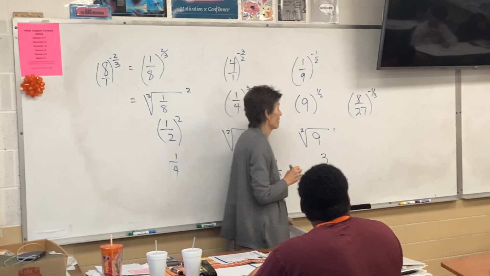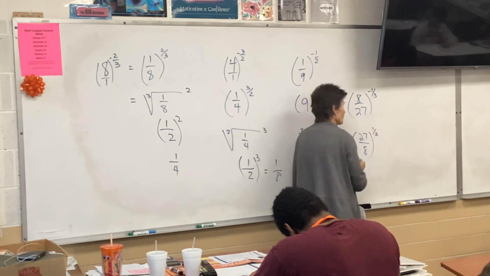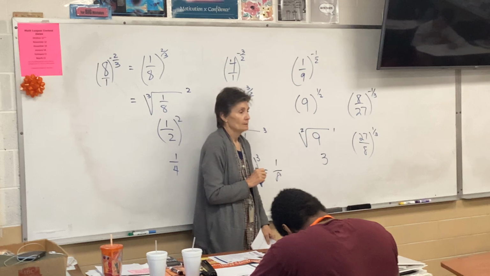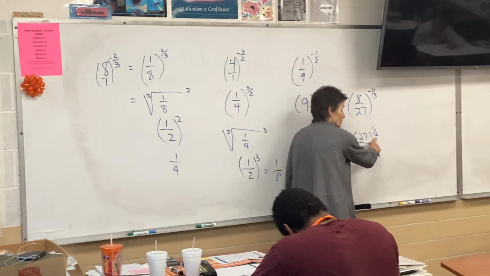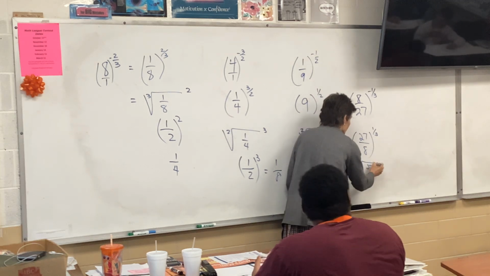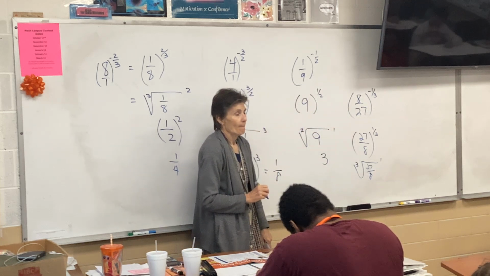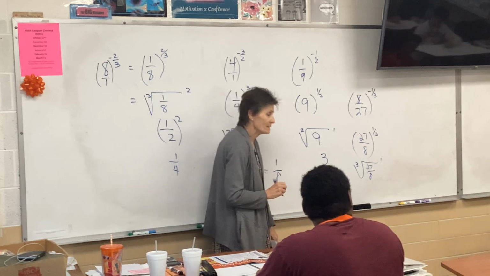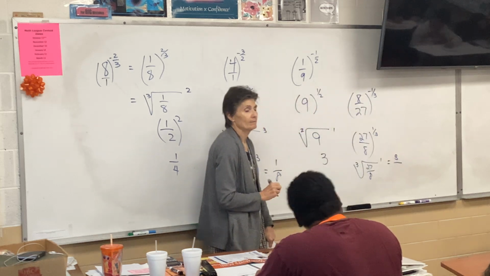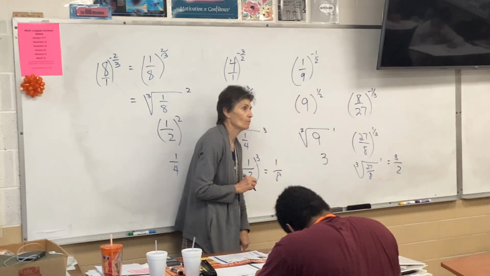Step 1. Flip. So 27 over 8. Just flip it. Leave them alone, just flip it. 27 over 8. Now that is a radical. The radical will be a cube root of 27/8 to the first. What's the cube root of 27? 3. And what's the cube root of 8? 2. And since this is the first power, I don't need to do anything. It's just 3 over 2.